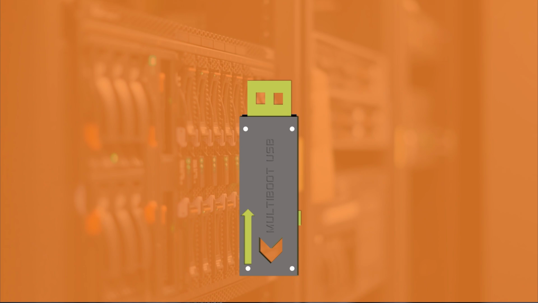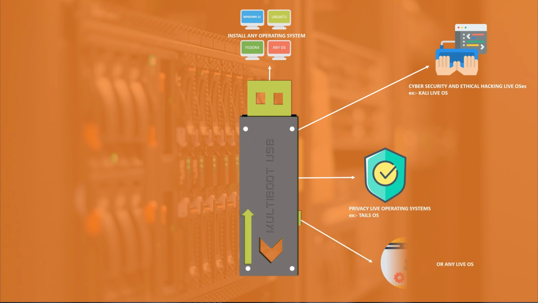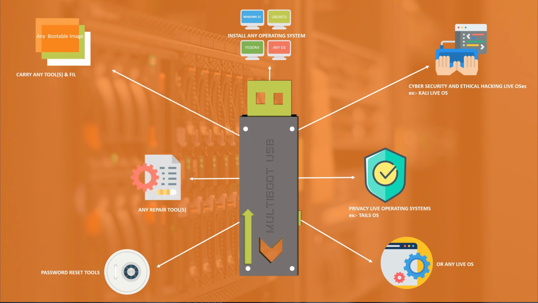In this video, I'll show you how to use your USB drive as a complete toolkit case. What if one USB drive could install Windows or any operating system, boot Kali Linux directly from the pendrive for cybersecurity, boot Tails operating system for complete privacy, or boot any live operating system you want? Reset forgotten Windows passwords using tools like Offline NT password editor or Hiren BootCD. Repair any PC and carry all your tools while still being usable for normal file storage.